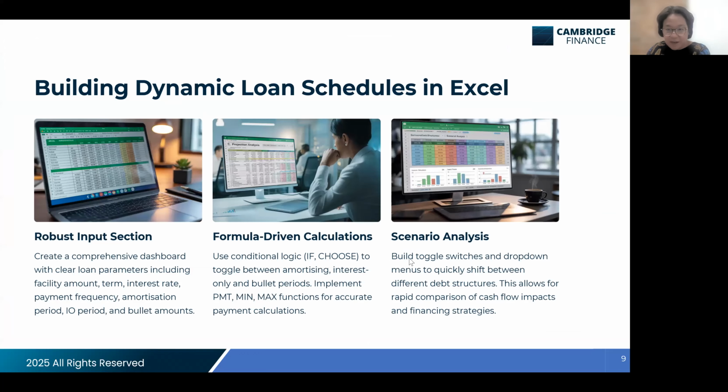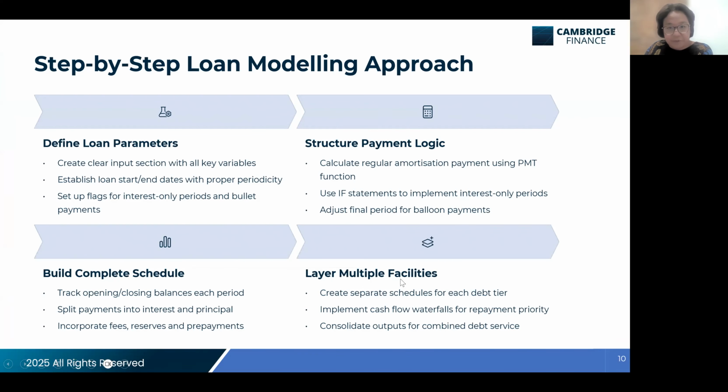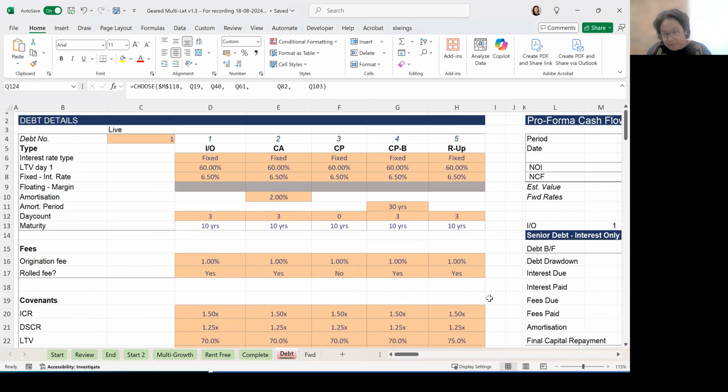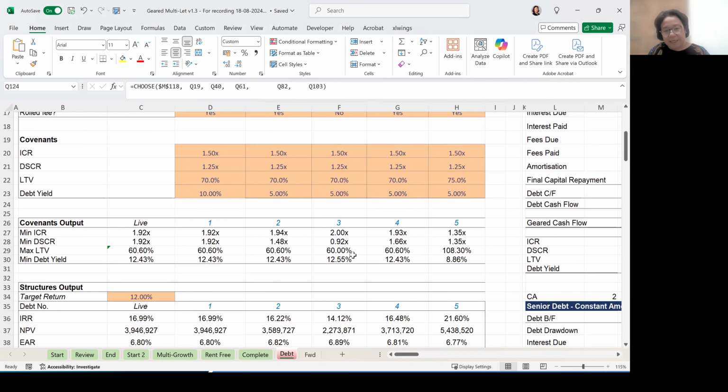So that's the dynamics, and then step-by-step loan modeling. I mean, we can't do this in 30 minutes, not even in the 2 days, from 9 to 5, that I covered this modeling. You can finish it. But the idea here is that I put my inputs in orange here, and then here you're going to have the covenants outputs as well.